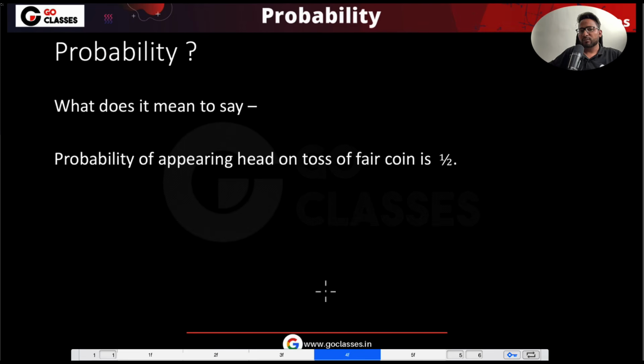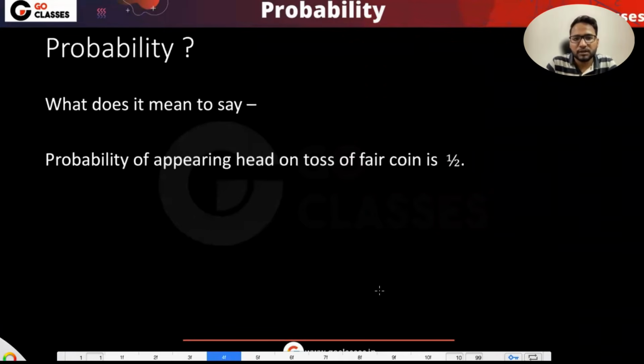So probability. What is probability? Let's start with this question. Suppose we say the probability of a head appearing on a toss of a fair coin is 1 by 2. Then what does this mean? It means that if you toss a coin, the probability that there will be a head is 1 by 2. Does this mean that if you toss two times, then you will get one head?